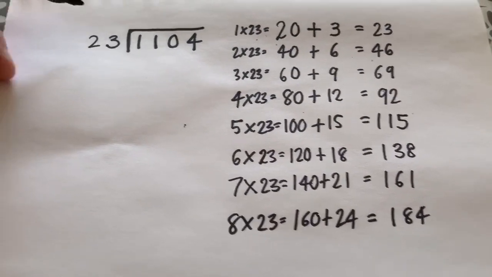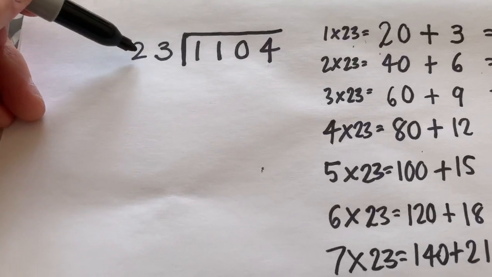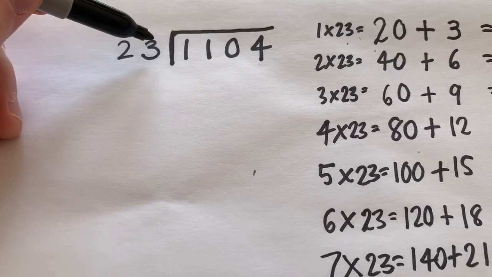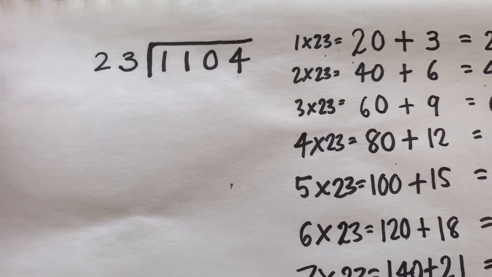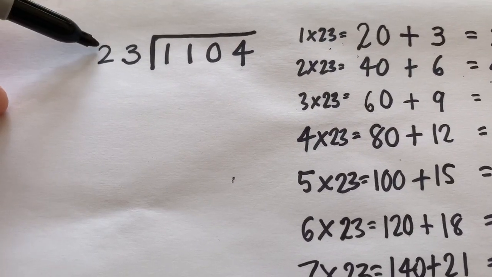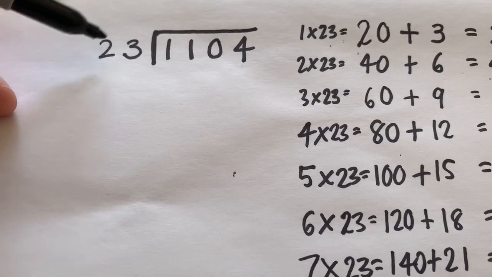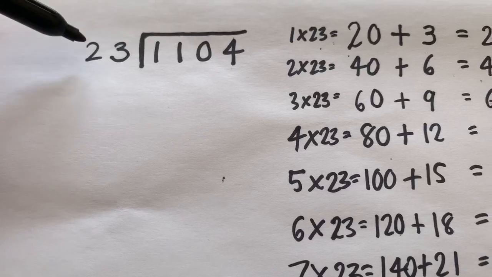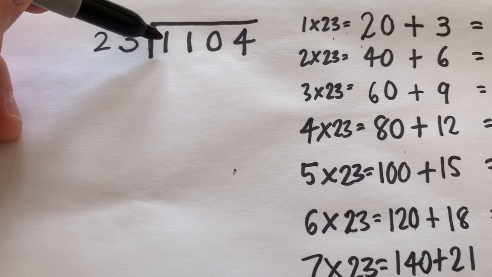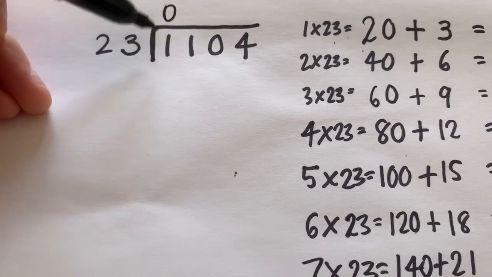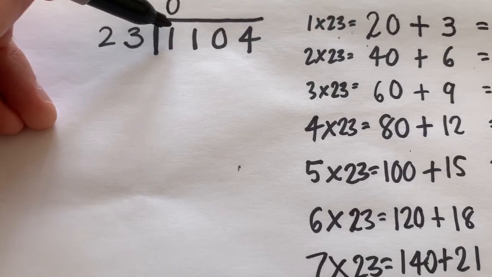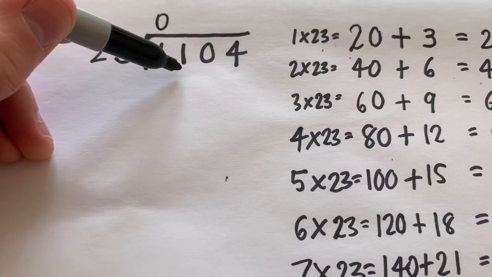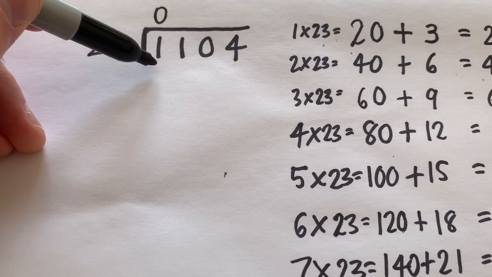Okay, so now we'll make a start. Remember, with division, when we use the bus stop method, we are simply working across this way, trying to divide each of these digits by the divisor here. So how many times can we get 23 into 1? Well, the answer is 0. So now we have to consider how many times can we get 23 into not 1, but we put these two digits together. How many times can we get 23 into 11?